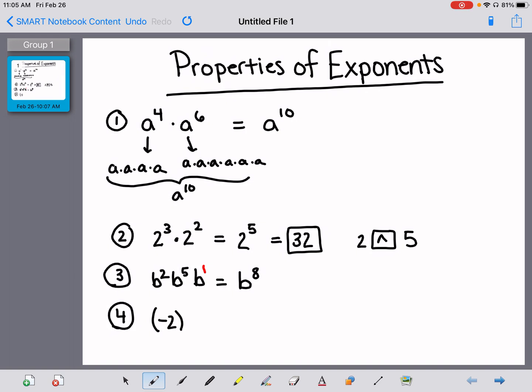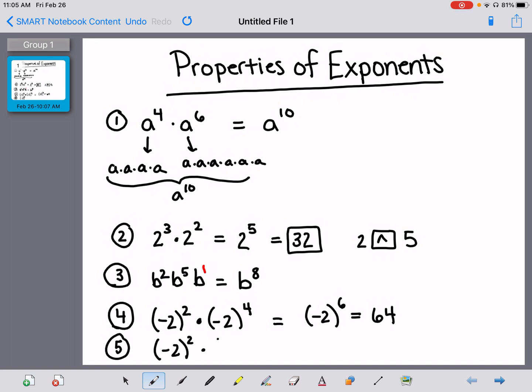And then for people who are looking for a little bit of a challenge, we can do something like this. Notice the base is a negative number. So we're going to keep the base the same in parentheses. And then negative 2 to the 6th power is 64. If your calculator is telling you negative 64, make sure you put parentheses around the negative 2. It makes a difference. And then last one with a negative base there. Keep the base the same. Add the exponents. Negative 2 to the 5th is negative 32.